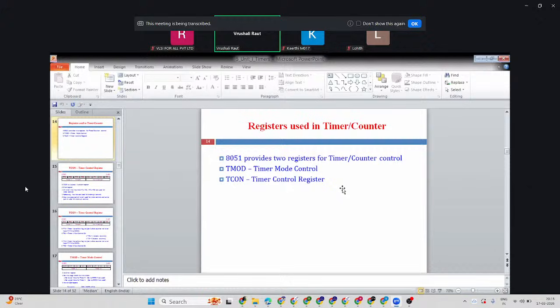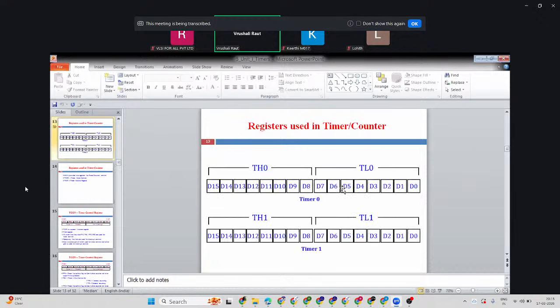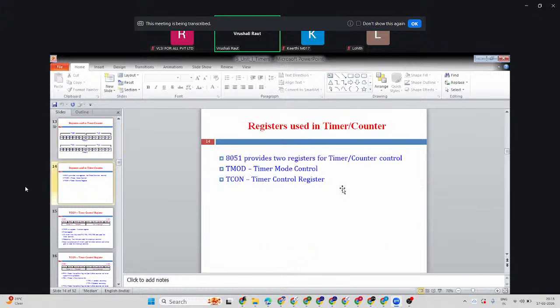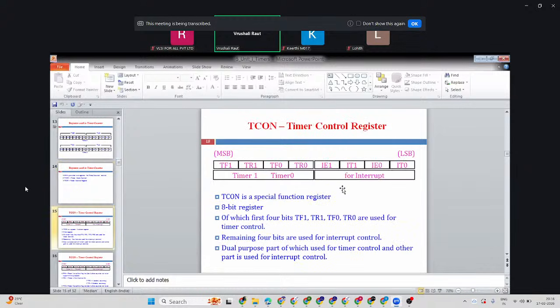So what were the first registers? Those were the timer registers, these two registers for storing the data which will directly relate with the delay. And what about the other two? For control. Mode control as well as the control register. So TMOD and TCON. So these many things are there in case of timer. Now this TCON timer control register, how it is working, we will check it here.